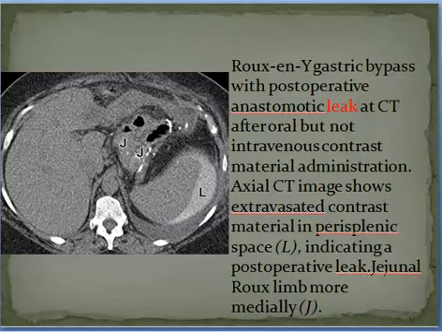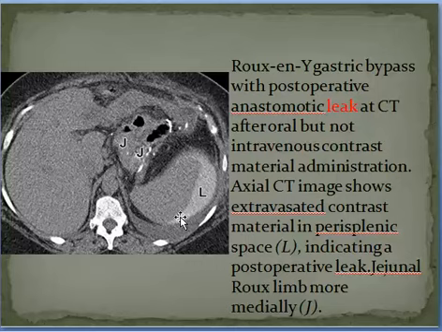Roux-en-Y gastric bypass with post-operative anastomotic leak. Again, after oral but not intravenous contrast material, axial CT scan shows extravasated contrast material in the perisplenic area. This is the perisplenic area, and this is the contrast around, indicating post-operative leakage.